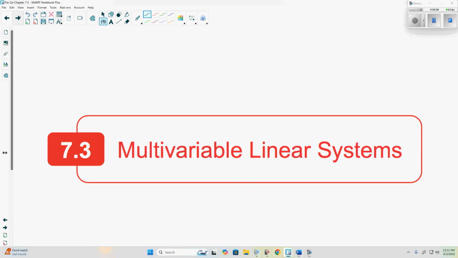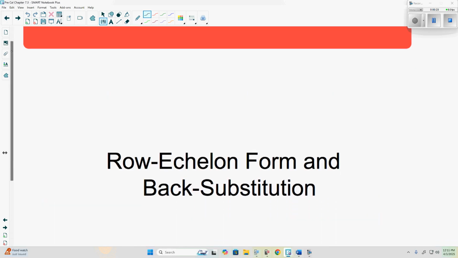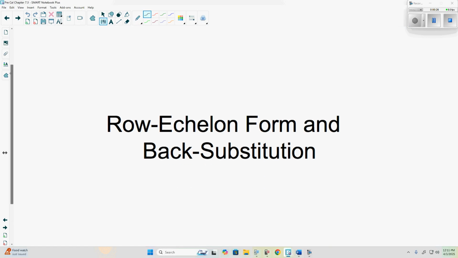So what we're doing today is systems. We're still doing systems of equations, but the ones for today are multivariable linear systems. Specifically, we're going to be looking at 3 variable systems of equations. Row echelon form and back substitution.